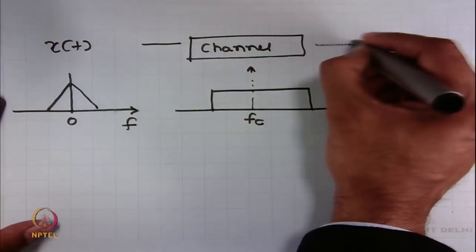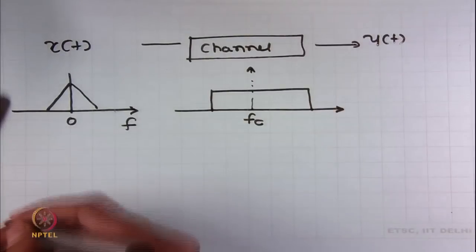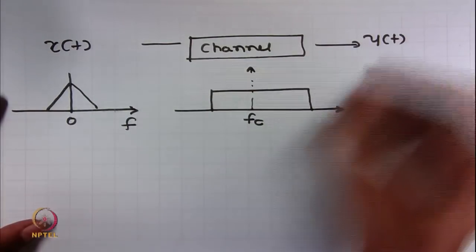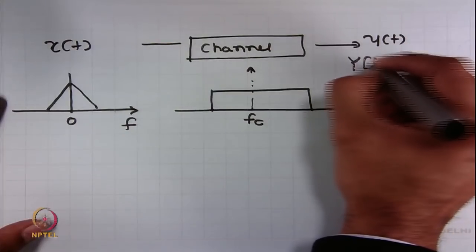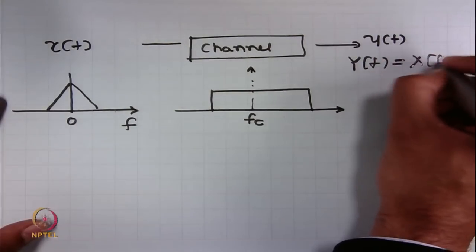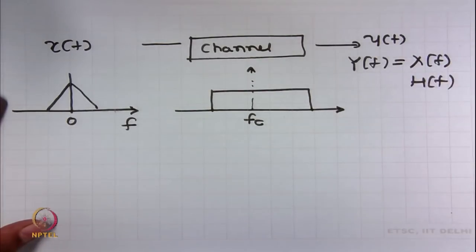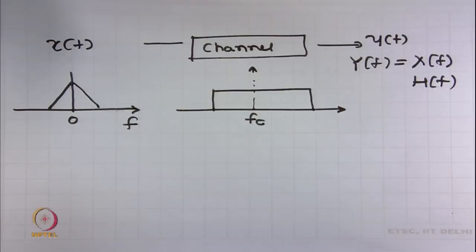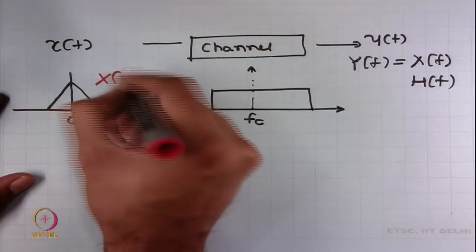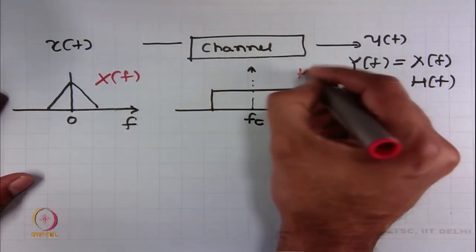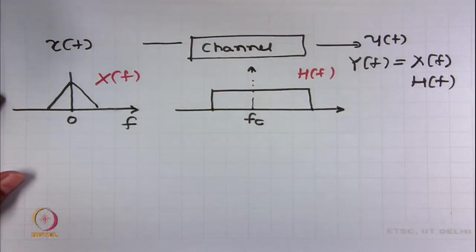What happens? What is the output? So, you must have seen from signals and systems that the output spectrum is nothing but the multiplication of the input spectrum and the channel frequency response. This is X(f), the spectrum of the signal, and this is H(f), the frequency response of the channel.